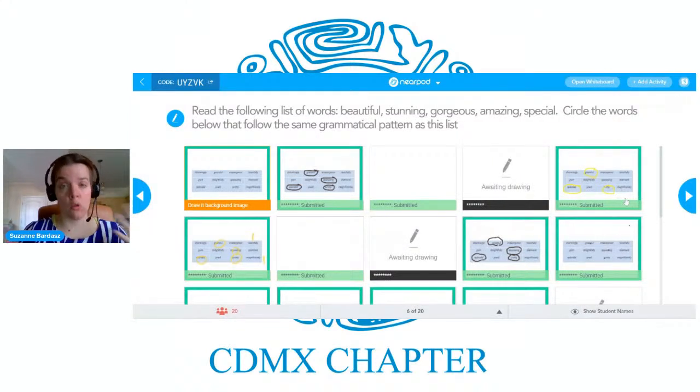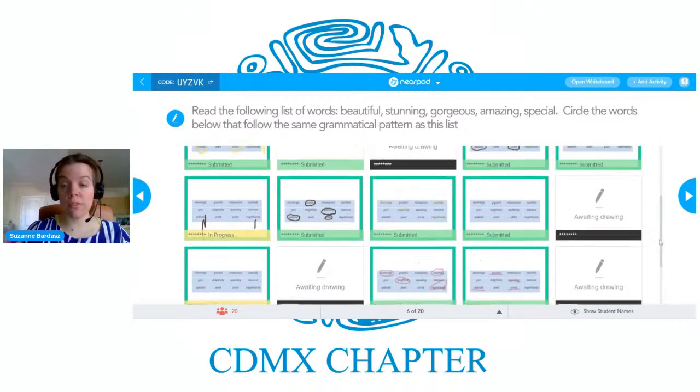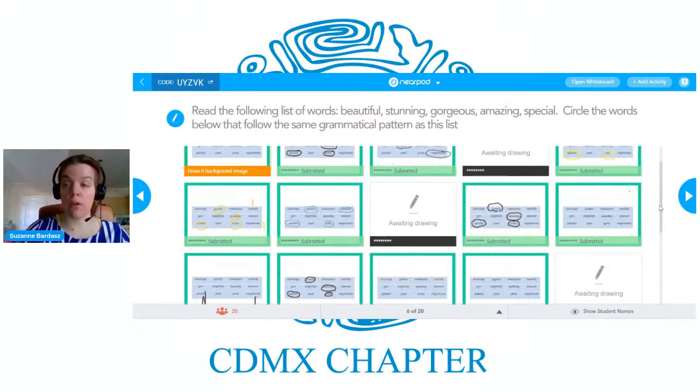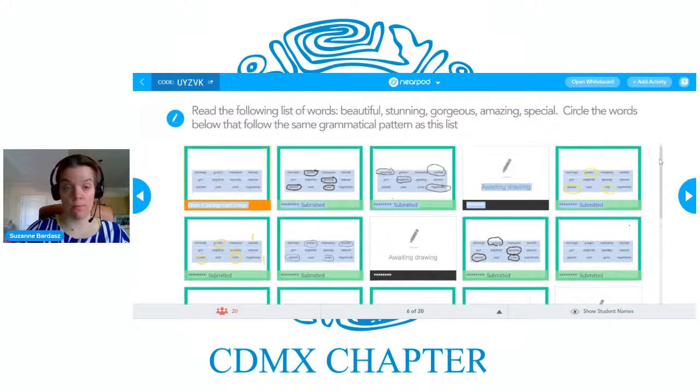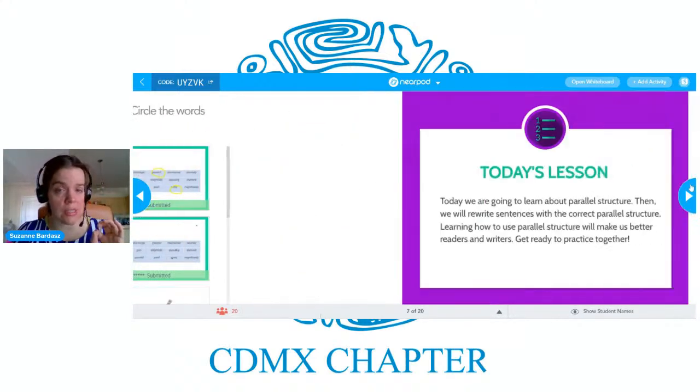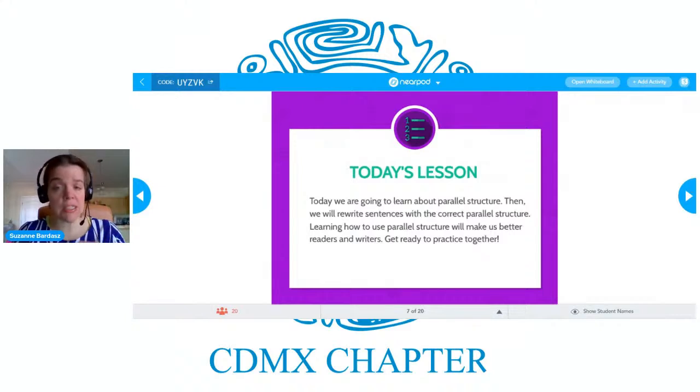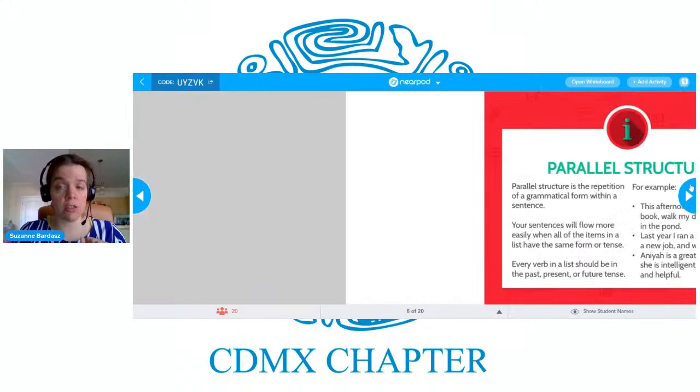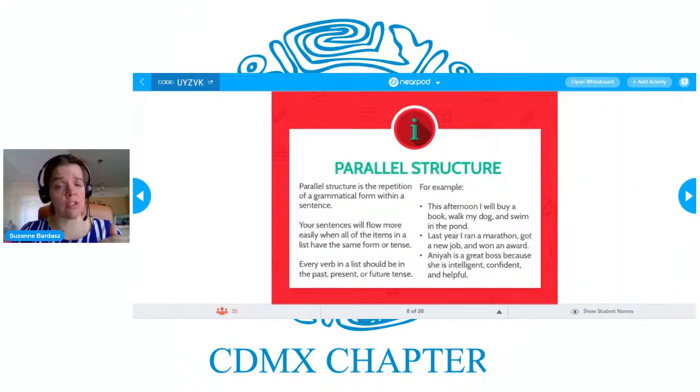And so on and so forth. We use this to take notes and go through any answers that were not clear. Okay, excellent. I apologize, some of you I know are still working on it. We're just going to move on to show you some other examples through this lesson. Today's lesson, we're going to learn about parallel structure. Here's what parallel structure is.